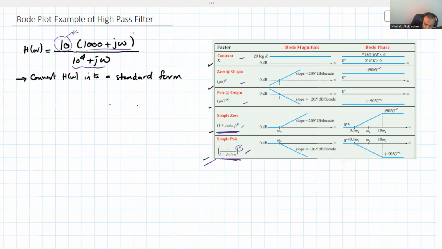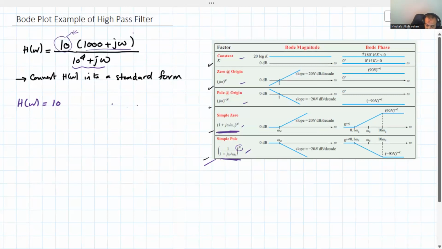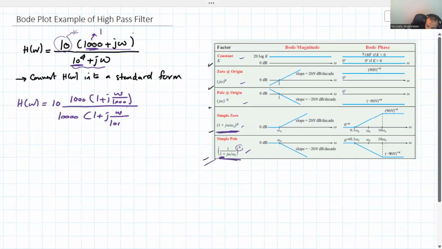So how to do that? We're gonna take common factors. Again, h of omega equal to 10. Then to make this one, we have to take 1000 as a common factor. So 1000 times 1 plus j omega divided by 1000. Divided by, to make 10 to the power of 4, 1, like this, we have to take it as a common factor, so 10,000 or 10 to the power of 4, that's fine, times 1 plus j omega divided by 10,000.